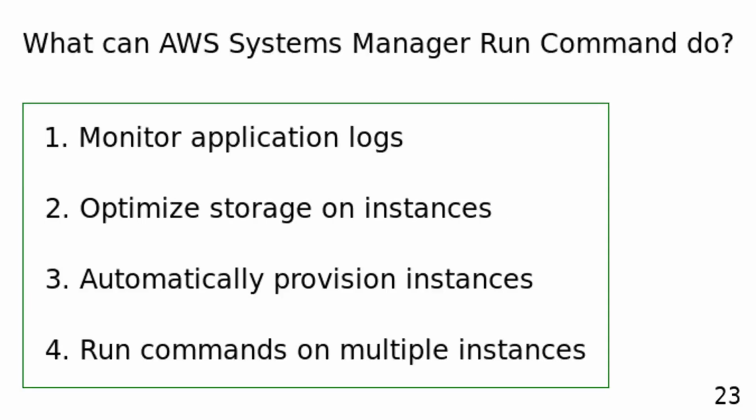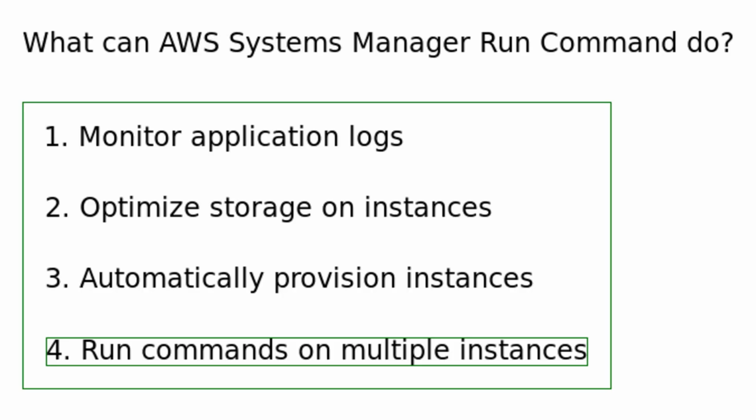What can AWS Systems Manager Run Command do? Monitor application logs. Optimize storage on instances. Automatically provision instances. Run commands on multiple instances. Run Command in AWS Systems Manager enables you to run commands on multiple instances simultaneously, streamlining operational tasks across your fleet of instances.